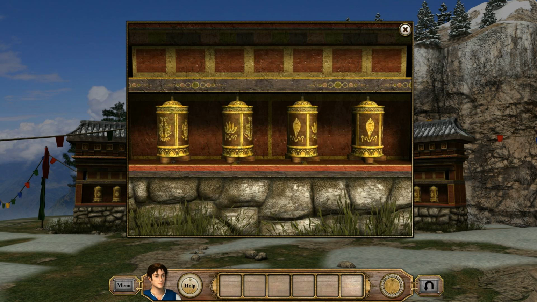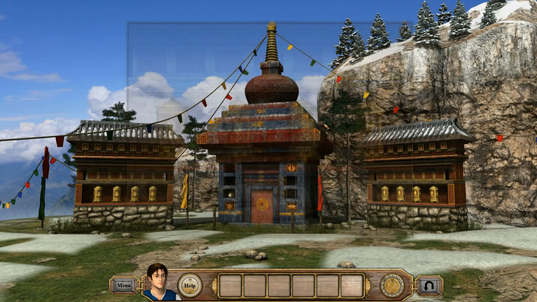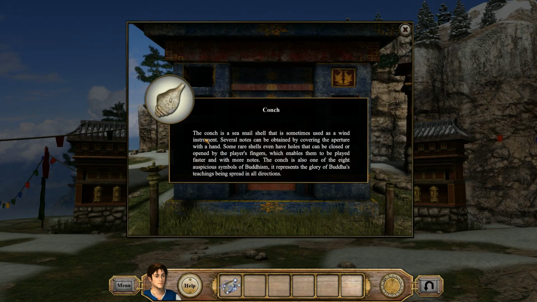And we may as well try and fit. Okay. Yeah, so they're just kind of ordered as different things. Conch shell. Well, that actually just gives me the conch shell.